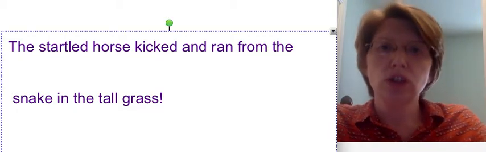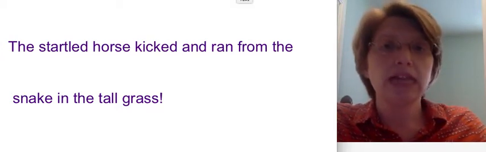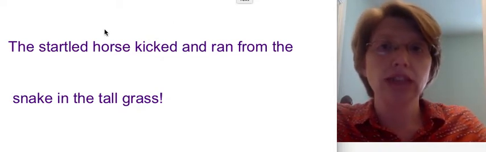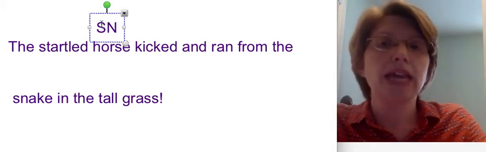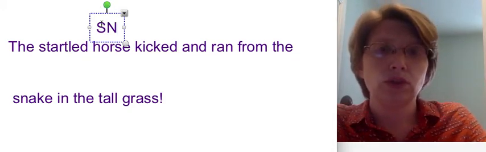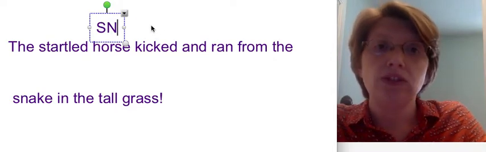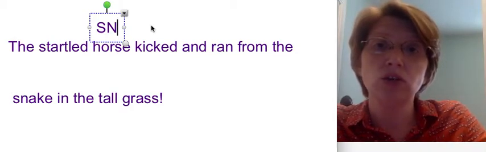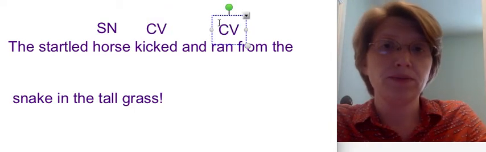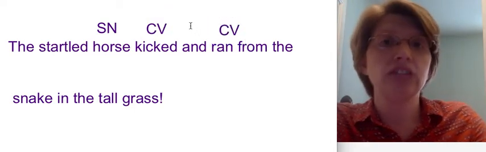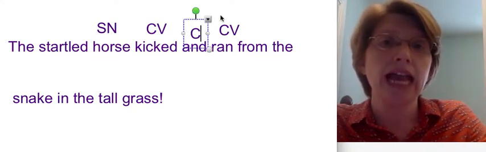The startled horse kicked and ran from the snake in the tall grass. What kicked and ran from the snake in the tall grass? Horse. Subject noun. What is being said about the horse? If you said kicked and ran, you're right. So we're going to put a compound verb, and then and is the conjunction, which is simply just a C. So the horse did two things: kicked and ran.